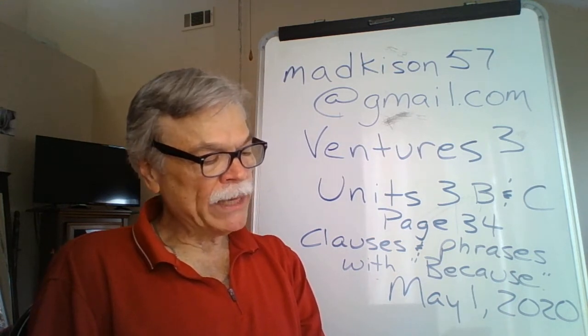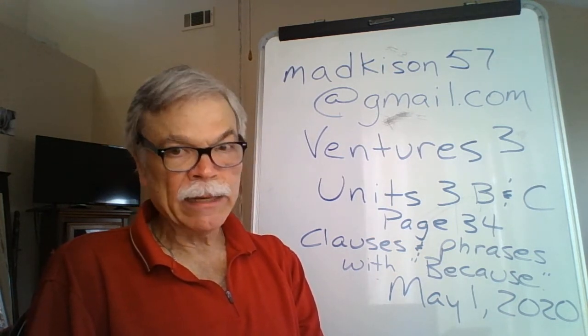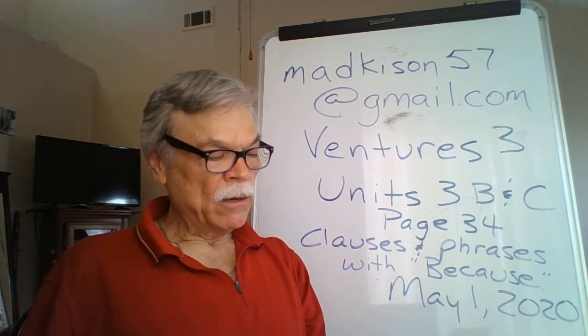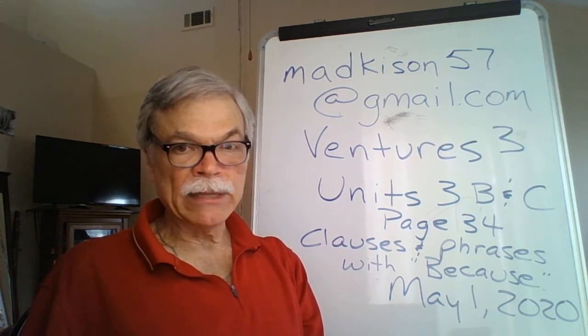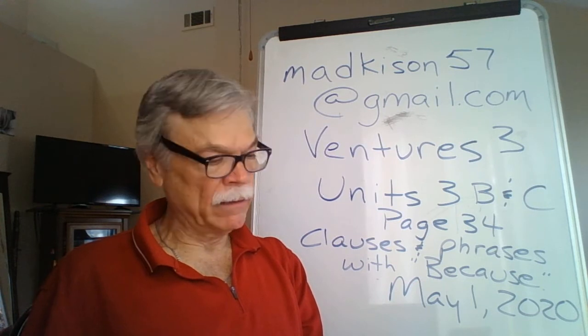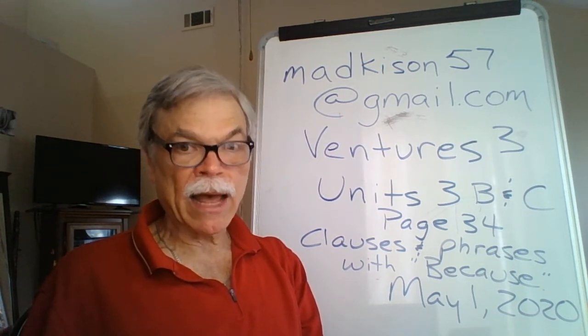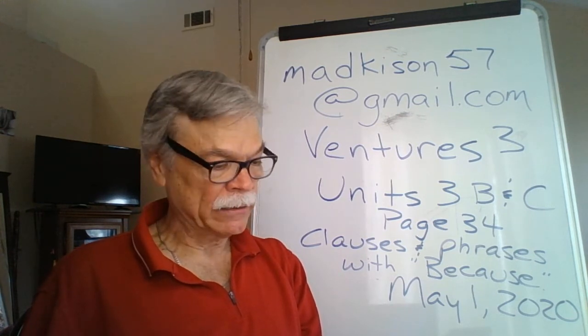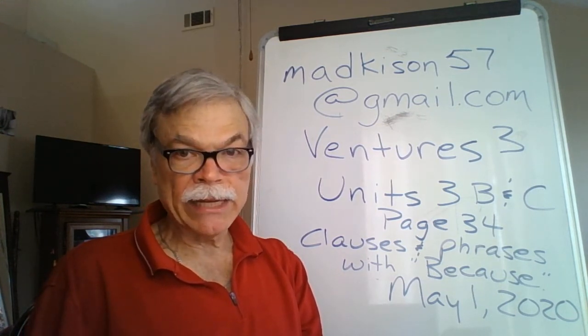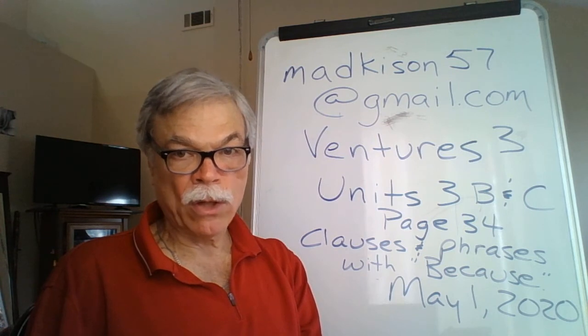And the answer would be, it says didn't have any eggs. Well, didn't have is a verb, and eggs, that would be the object of the verb. So you would say, because I didn't have any eggs. Because I didn't have any eggs. And that would be a because clause.